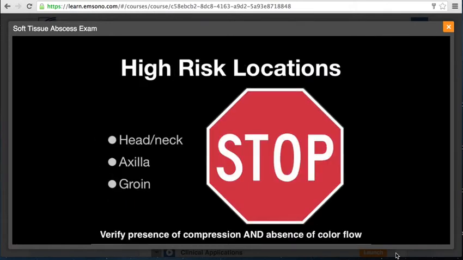I consider high-risk locations to be the head and neck, the axilla, and the groin, because in the head and neck, you can have salivary glands, you can have lymph nodes, you can have lymph nodes in the axillary region as well as in the inguinal region. And I've seen many times over the years where necrotic lymph nodes look similar to an abscess cavity. So when I'm in these high-risk areas, I verify for the presence of compression, and I also do Doppler to verify the absence of internal color flow.